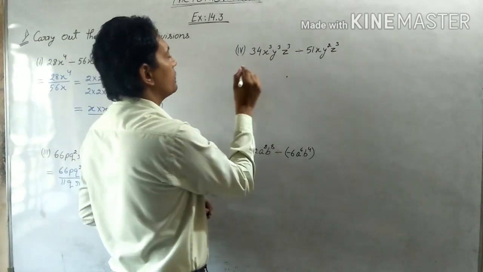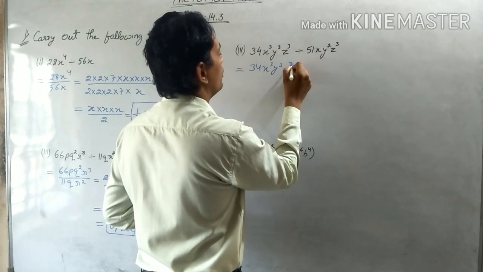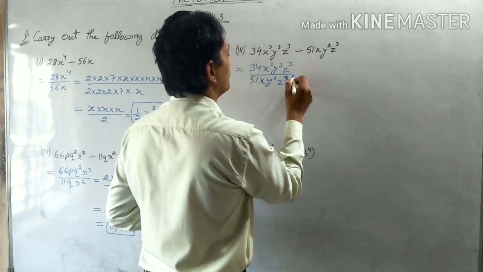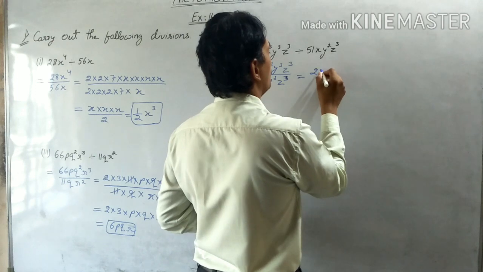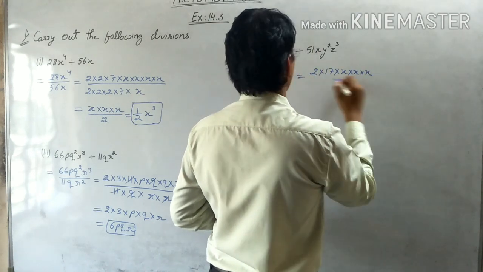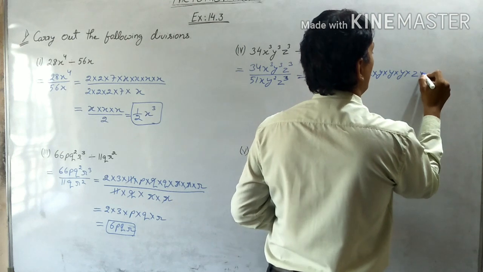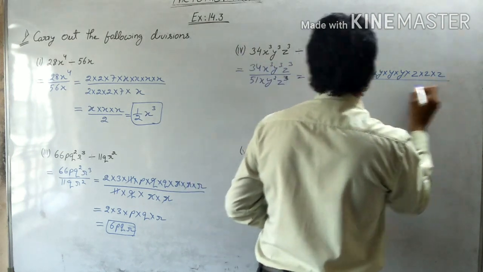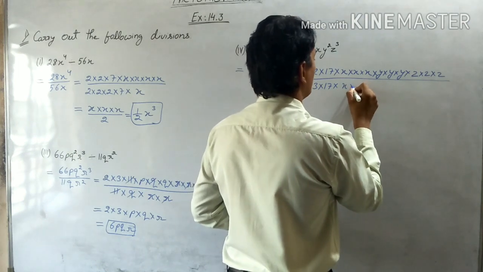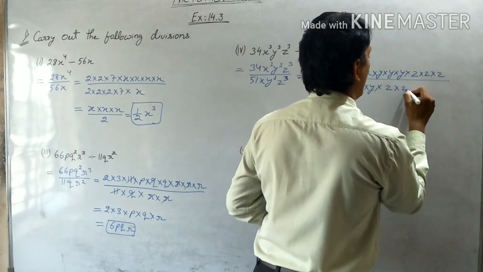We have one more expression here. Let's first write it in the numerator and the denominator format: 34 x cube y cube z cube upon 51 x y square z cube. 34 can be written as 2 into 17 into x into x into x. y cube is y into y into y, and z cube is z into z into z, whole thing divided by 51. 51 can be written as 3 into 17 into x. y square is y into y. z cube is z into z into z.